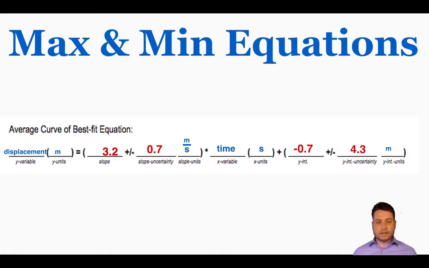This equation is telling me that if I plug in any time, I can multiply it by 3.2 plus or minus 0.7 meters per second, add negative 0.7 plus or minus 4.3 meters, and that's going to give me a specific displacement as a result. And so that's how you create the average line of best fit from the maximum and minimum lines of best fit that you get from Logger Pro.